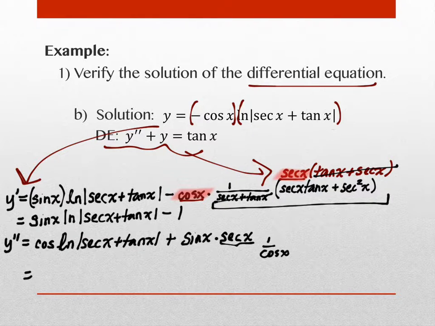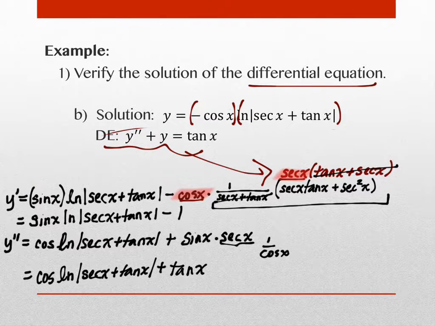Okay, so this is the cosine x times the natural log of secant x plus tangent x, plus tangent of x. All right, I definitely need more space. I should have put in a blank slide and I didn't, but we'll fix it, no problem.